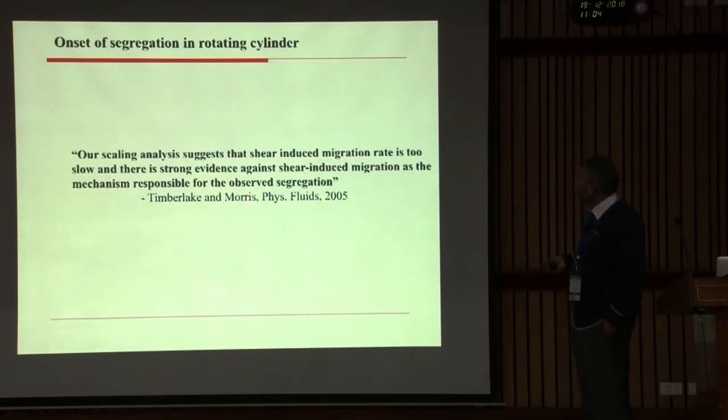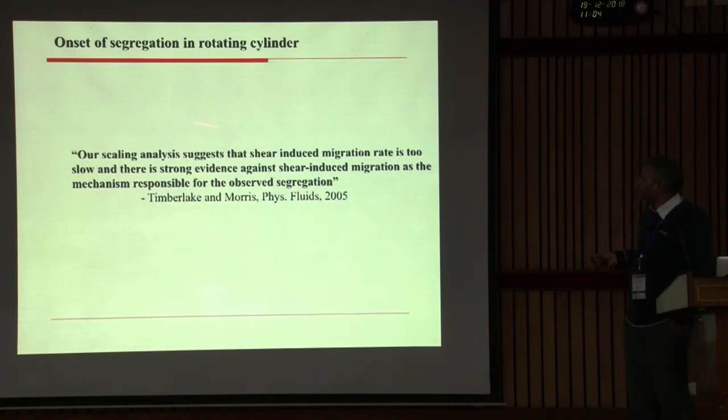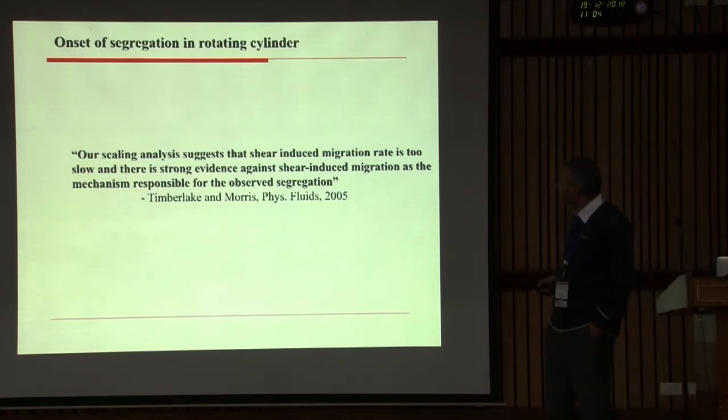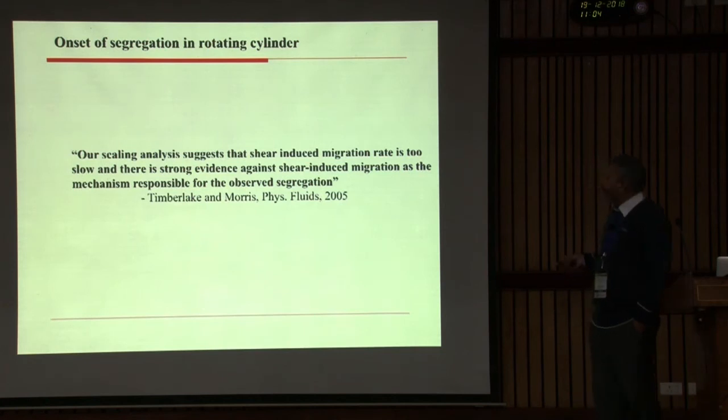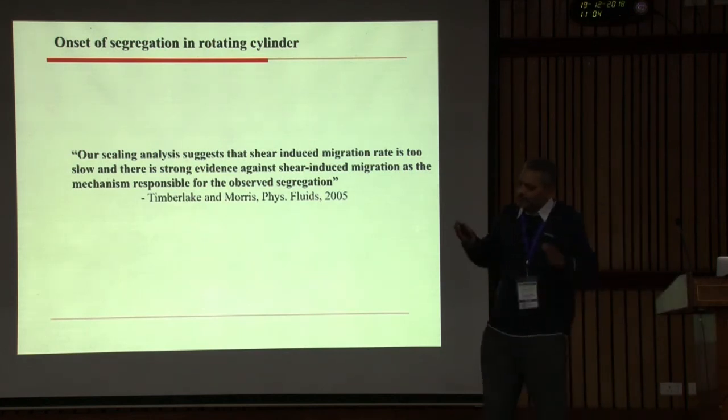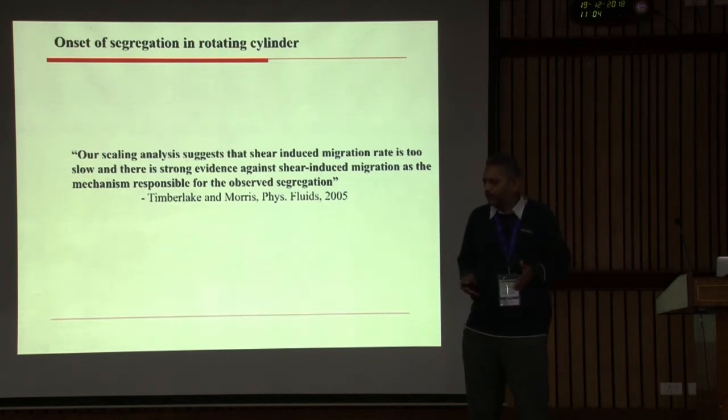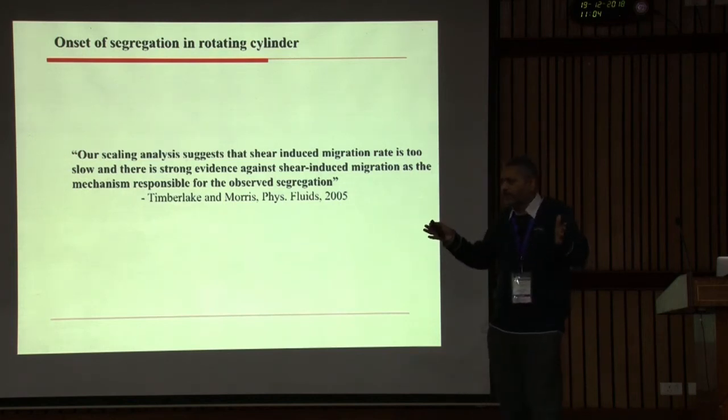But what actually causes the onset of segregation has been debated. Timberlake and Morris did some scaling analysis and discarded that shear induced migration can play a role, because the time scales are very different. Nonetheless, we try to look back again. Why? Because in Timberlake and Morris, their analysis did not consider the wall effect, whereas in all real experimental systems, you do have walls.